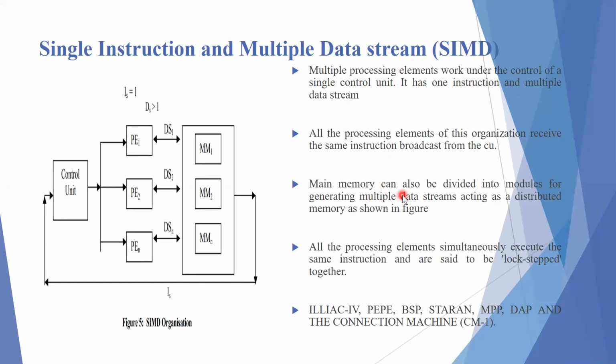The main memory can also be divided into modules for generating multiple data streams, acting as a distributed memory, or it can be multiple modules also. That depends upon the kind of memory architecture we have. Do we have a big memory unit which is divided into submodules for each processing element, or can each processing element have its own memory module also? While we discuss cache coherence, this concept will become clear to you.